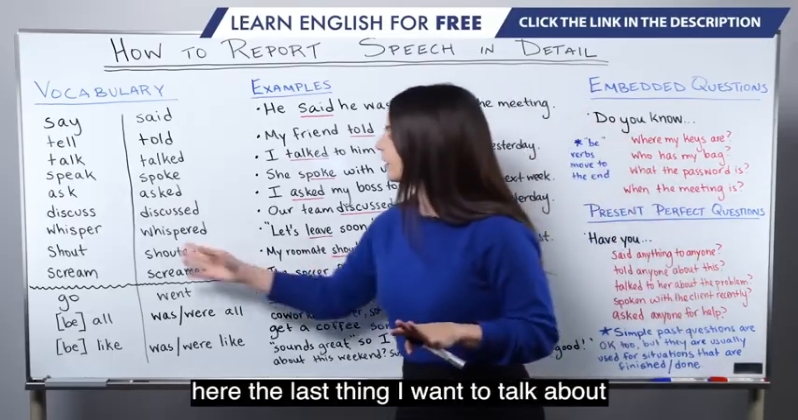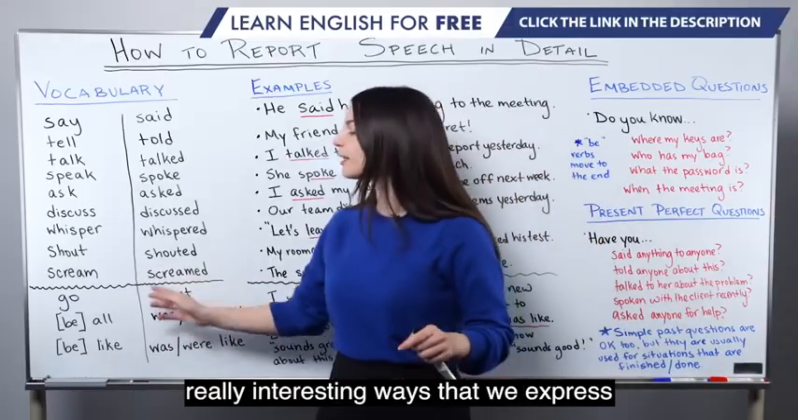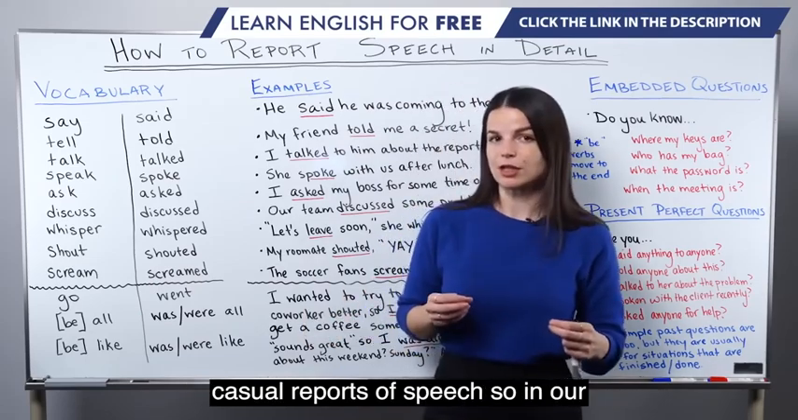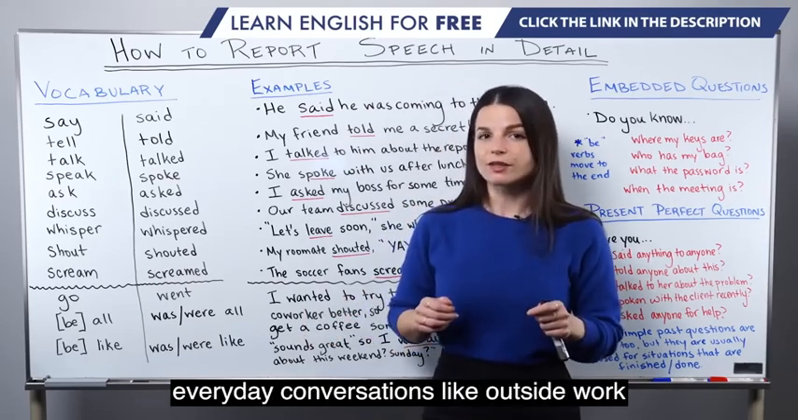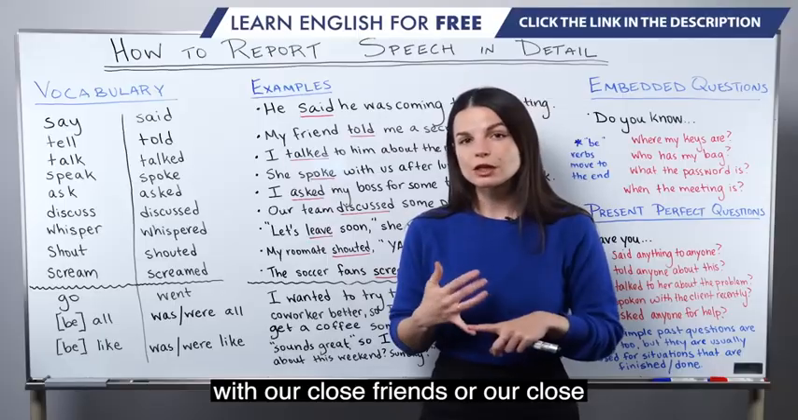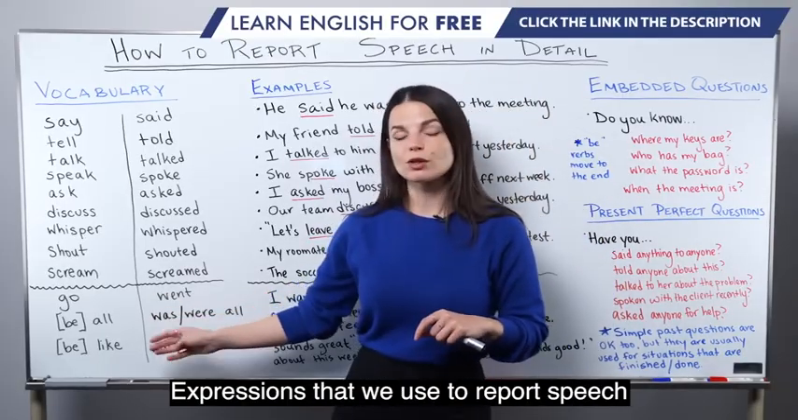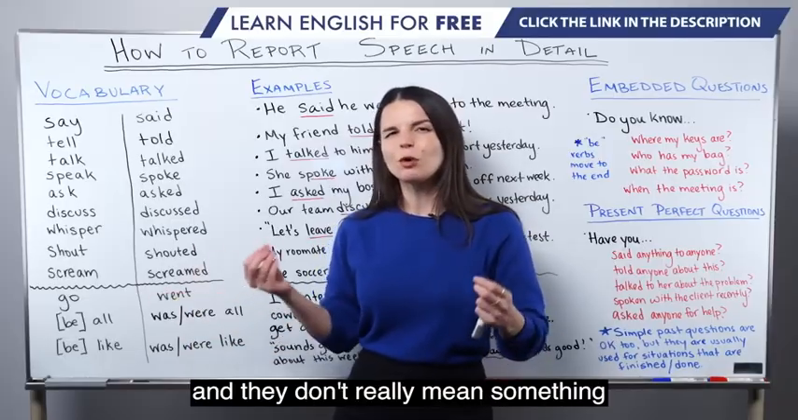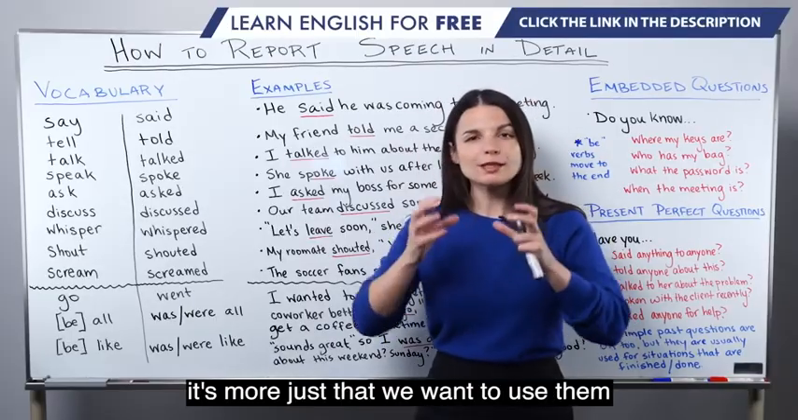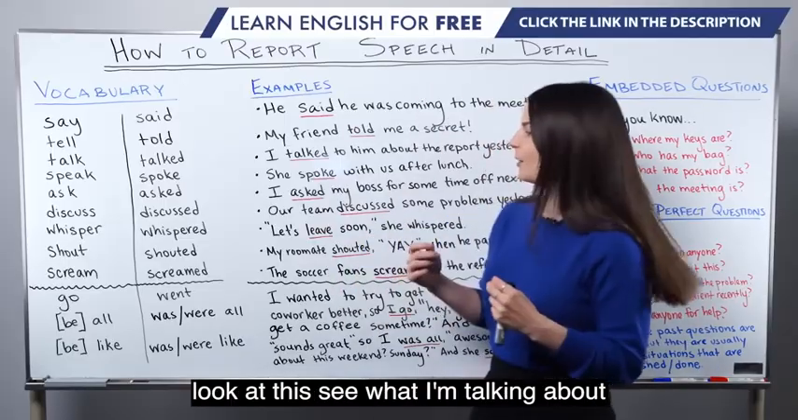Last part here, the last thing I want to talk about with the vocabulary are a couple of really interesting ways that we express casual reports of speech. So in our everyday conversations, like outside work or outside of school, when we're talking with our close friends or our close family members, these are some expressions that we use to report speech. And they don't really mean something. It's more just that we want to use them as markers for speech. So let's take a look at this, see what I'm talking about here.